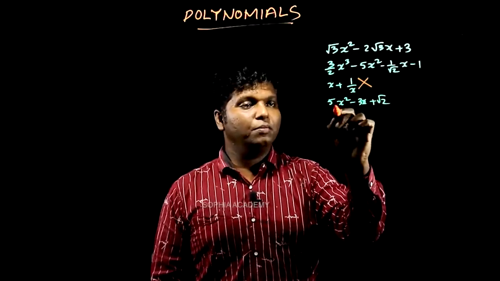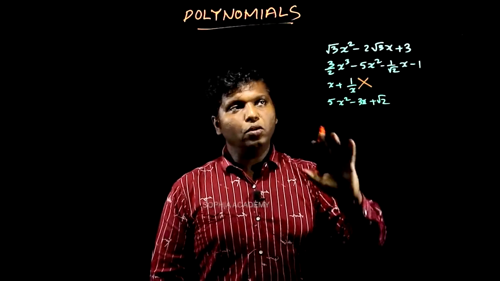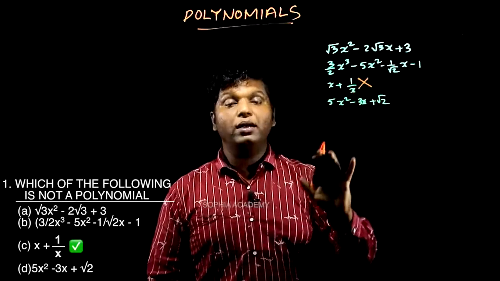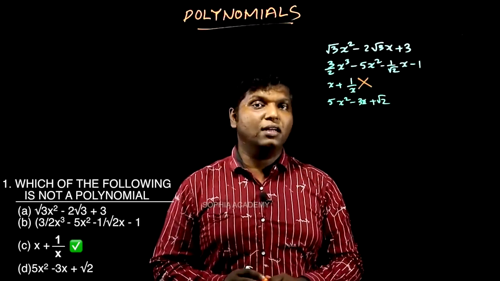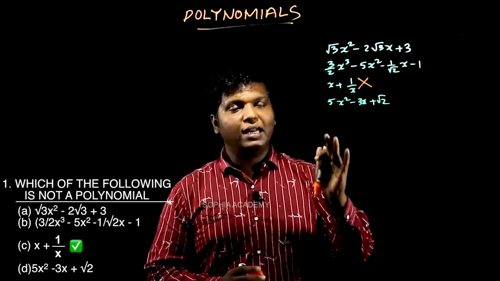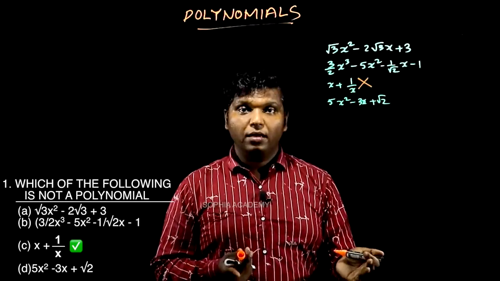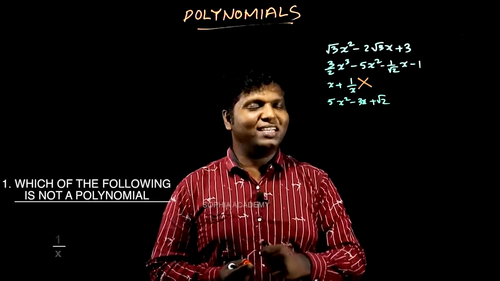But this is, right? Because x square, x, that's all. So from this one you can see this is the odd one, and so we will say that this is not a polynomial. So this is the way how to understand which of them is correctly a polynomial and which is not. Okay, hope you understood. Let's go into the next question.